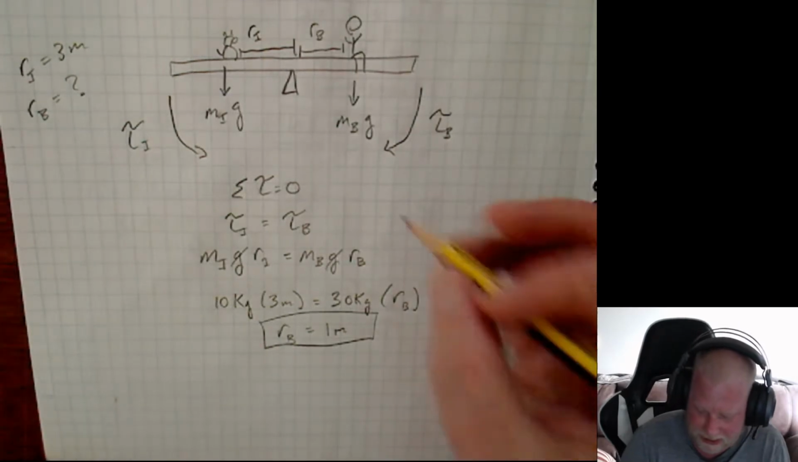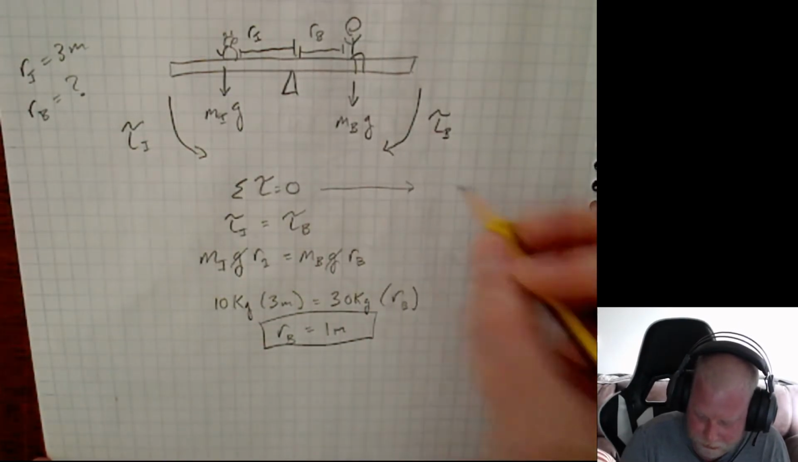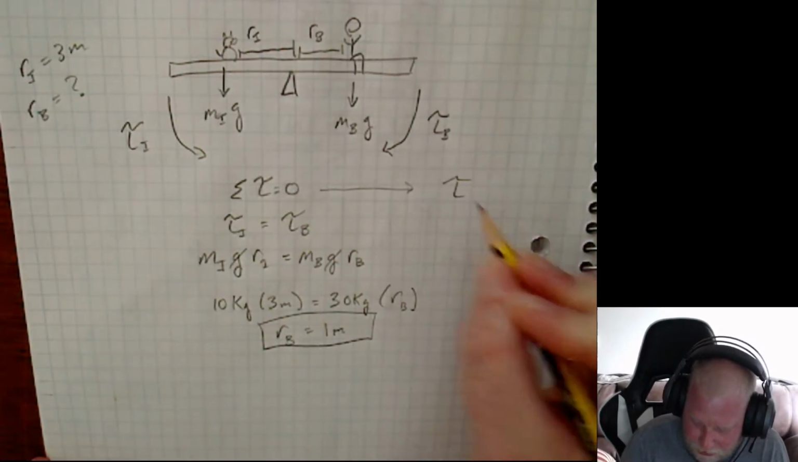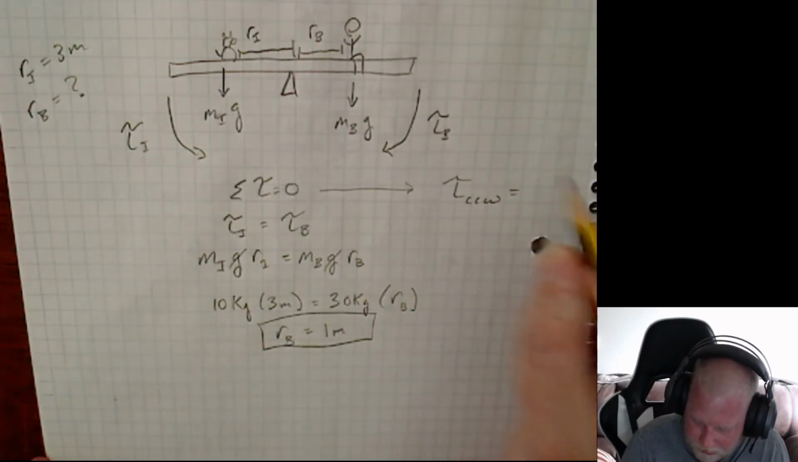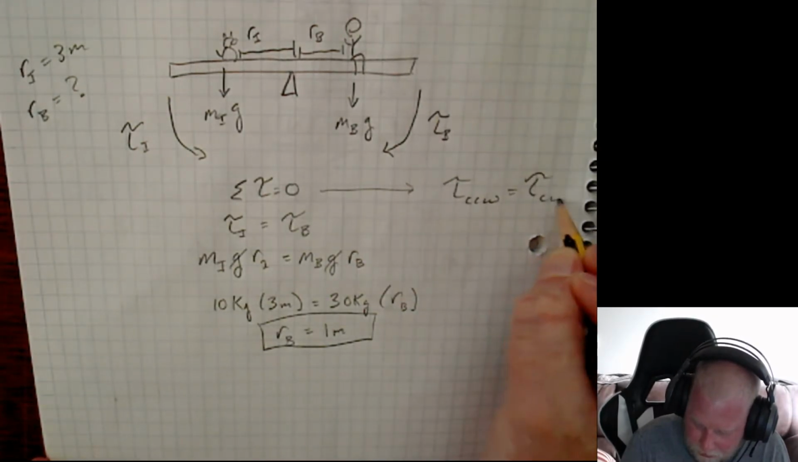Alright, so again, the key idea here is that when you have net torque equal to zero, it means that your total counterclockwise torque has to equal your total clockwise torque.